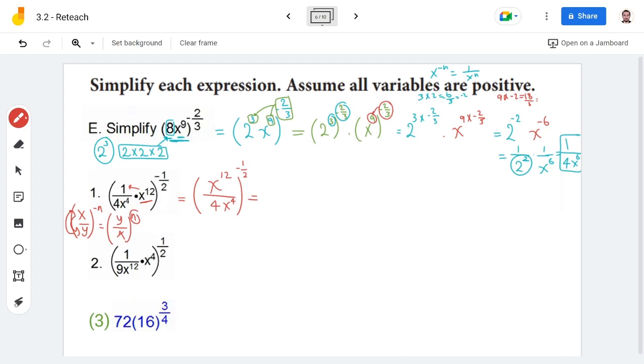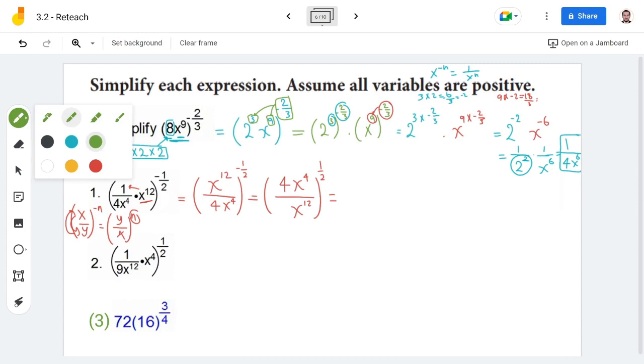Okay, so let's flip it. So it will be 4 x to the power of 4 over x to the power of 12, all of that to the power of half. Now look at the x's. Just ignore the number 4 for a while. Now, look at the question: x to the power of 4 over x to the power of 12.